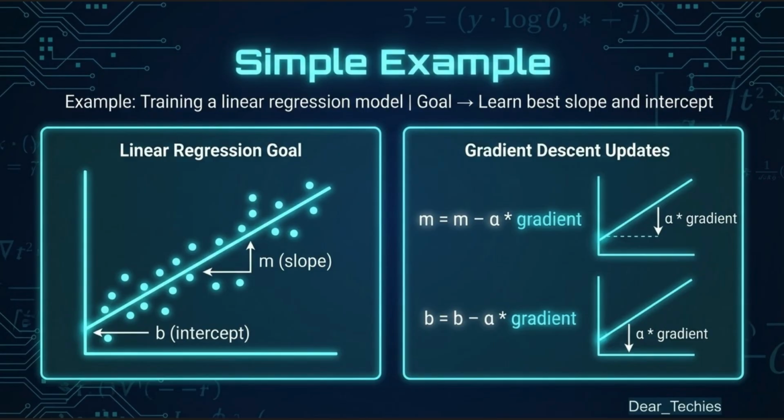Let's take a simple example, training a linear regression model. Here, we want to find the best slope and intercept that fit the data. Gradient descent calculates how much the slope and intercept contributed to the error, and then adjusts them using the negative gradient direction. This continues until the line properly fits the data with minimum error.